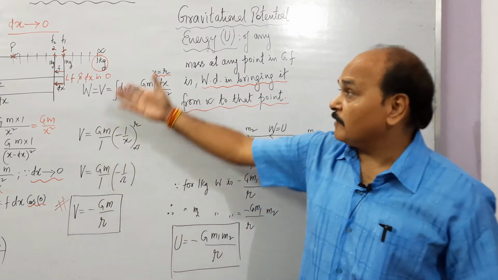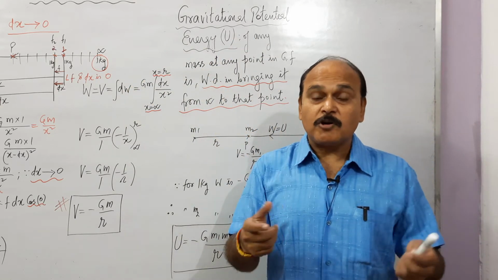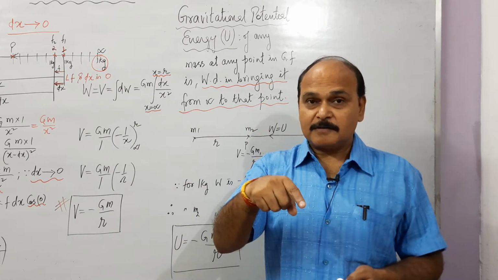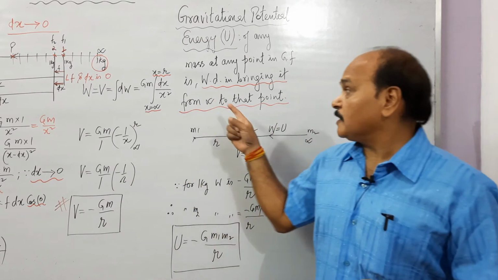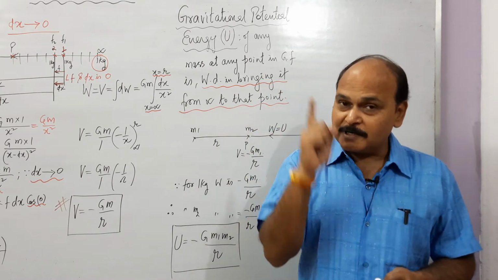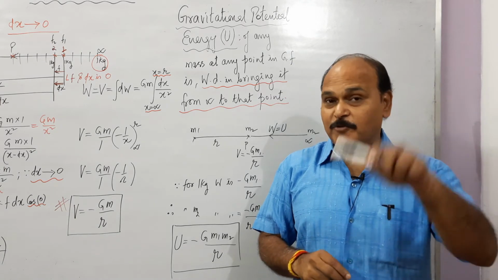We have just studied gravitational potential. Gravitational potential at any point is the work done in bringing unit mass from infinity to that point. Gravitational potential energy is what? Gravitational potential energy of any mass is the work done in bringing that mass from infinity to the given point in the gravitational field.